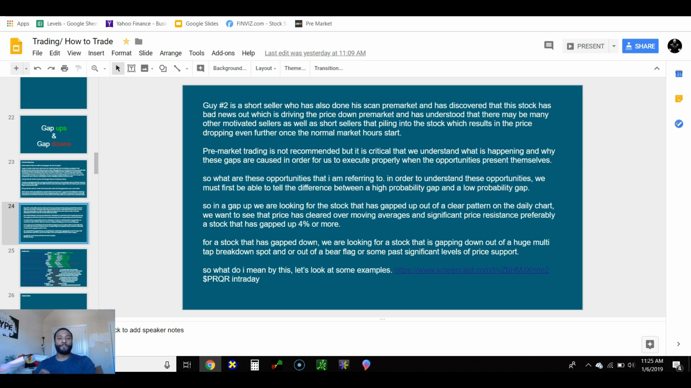So, pre-market trading is not recommended, but it is critical that we understand what is happening and why these gaps are caused in order for us to execute properly when the opportunities present themselves. So what are these opportunities that I'm referring to? In order to understand these opportunities, we must first be able to tell the difference between a high probability gap and a low probability gap.